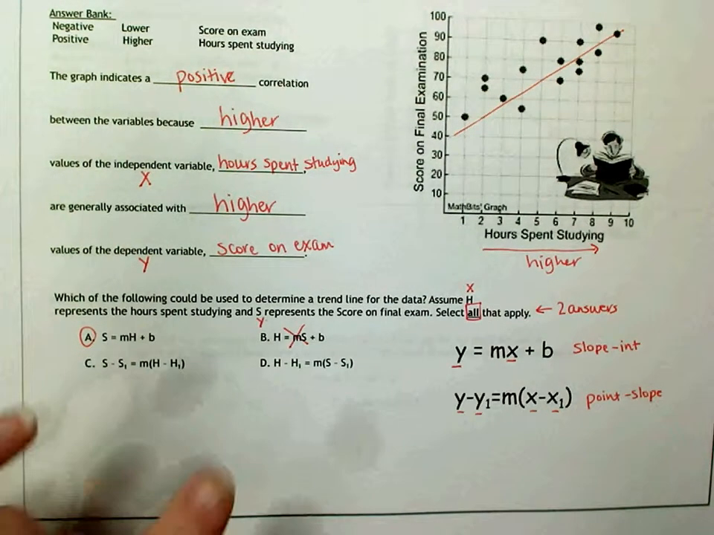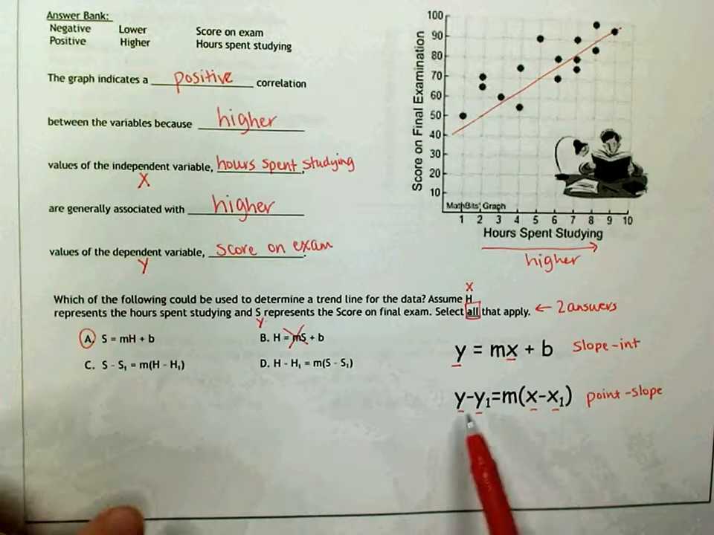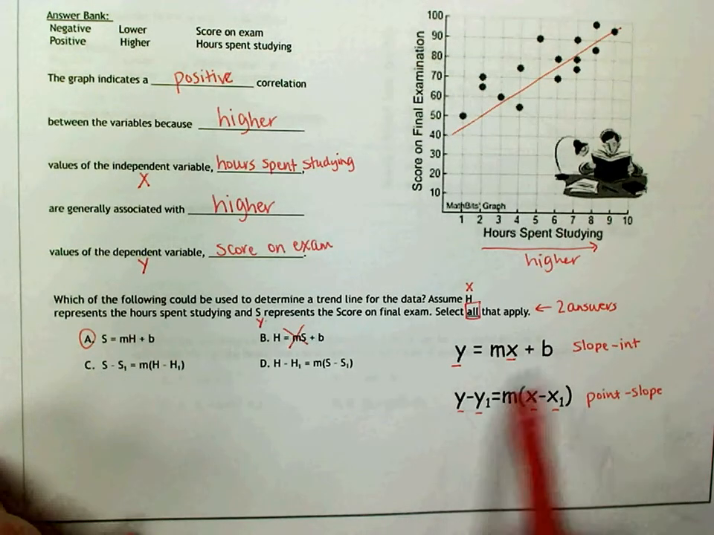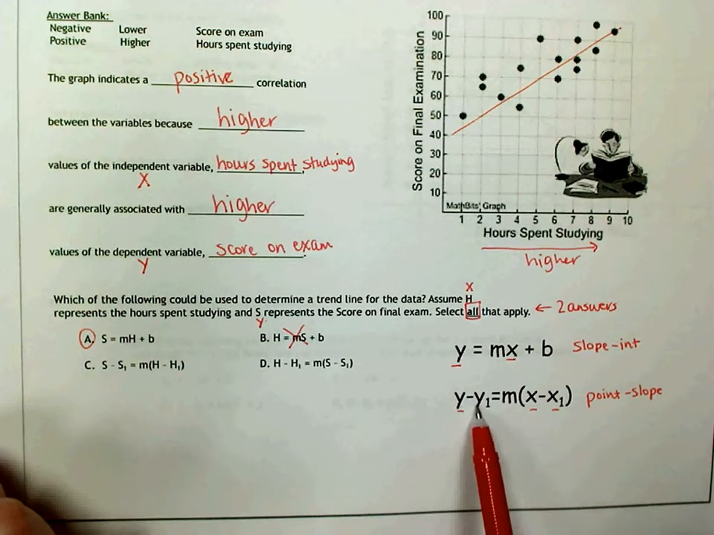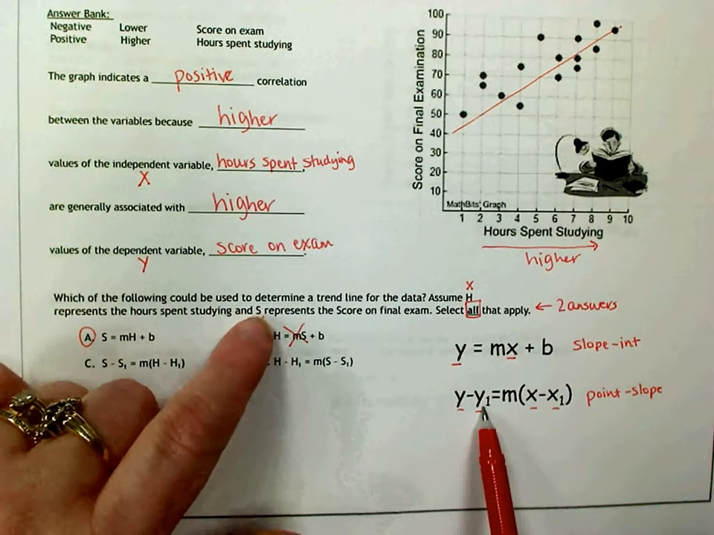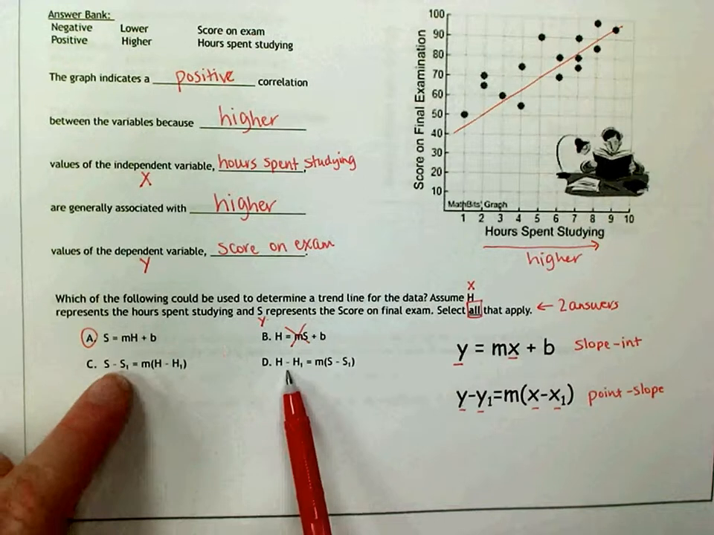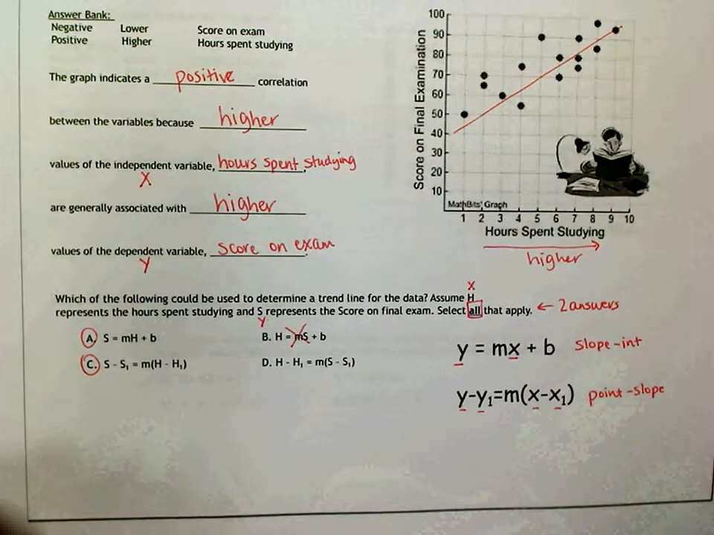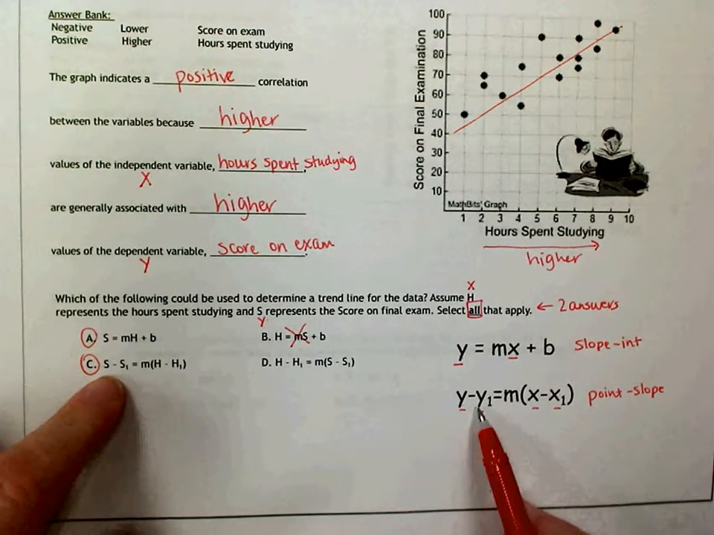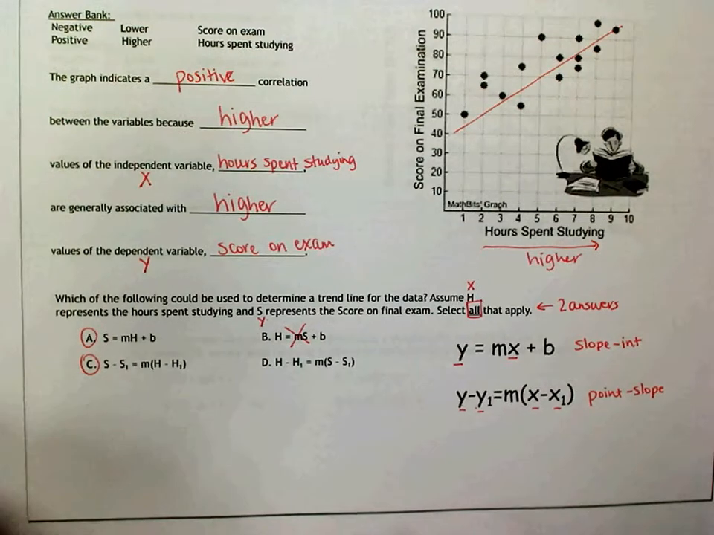Now I have to pick between these two which one correctly put in the variables in the point-slope form. So remember, I want these to be s's over here. So you see how this one has h's here and this one has s's? This one is correct. They replaced the y's with s's for the scores.